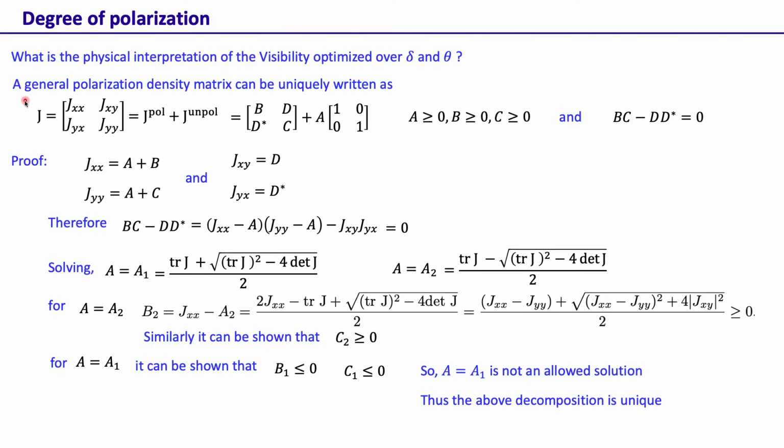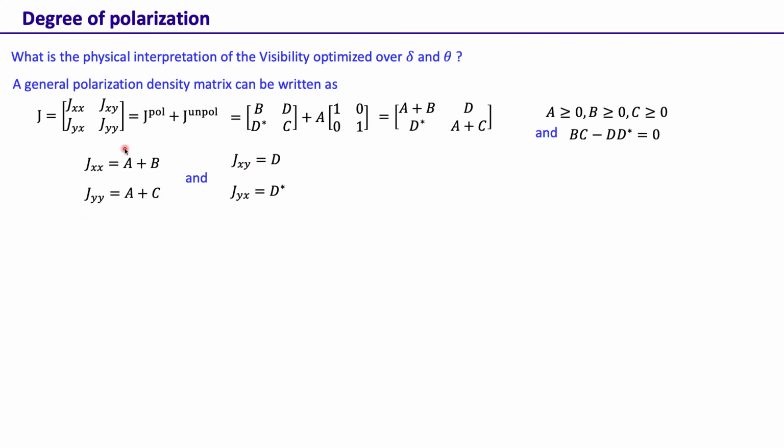That means a general density matrix can be uniquely written as a matrix corresponding to completely polarized light, for which the visibility is 1, plus a density matrix corresponding to completely unpolarized light, when the visibility is equal to 0. So this decomposition is unique.